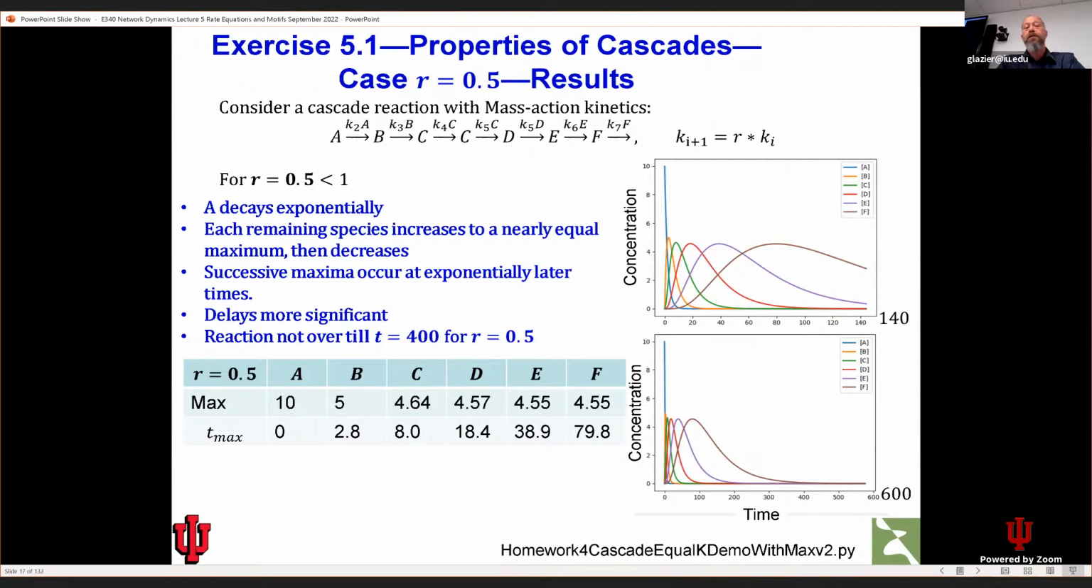If I go to 0.2, for example, the amplitude of the peaks is almost identical. But the time intervals now are going up exponentially. Not perfectly, but almost. 3, 8, 18, 38, 80. It's almost a factor of 2: 4, 8, 16, 32, 64.